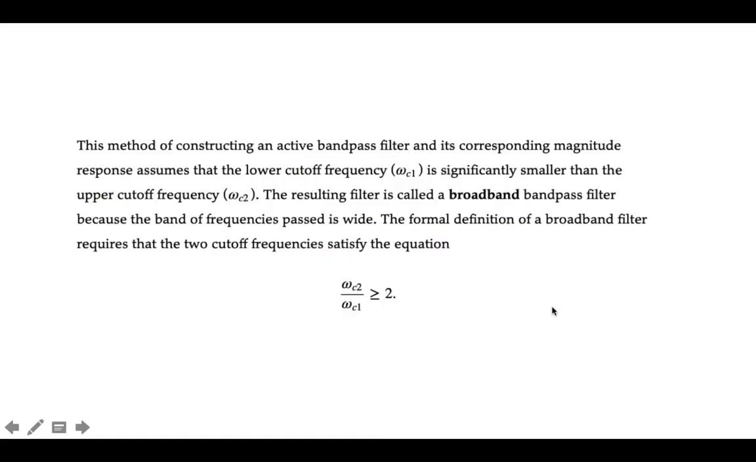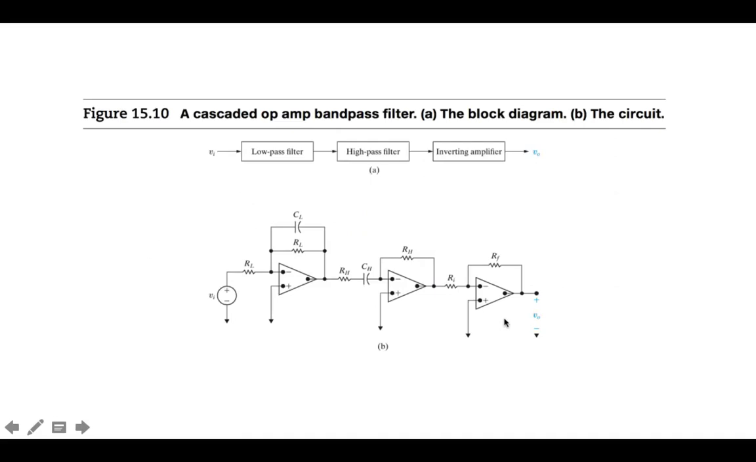So in that case, we would have to go with a different design referred to as a narrowband kind of filter. So the filters that we're talking about here, where you cascade a low pass and a high pass, that's a good design as long as you meet this particular specification on your bandwidth.